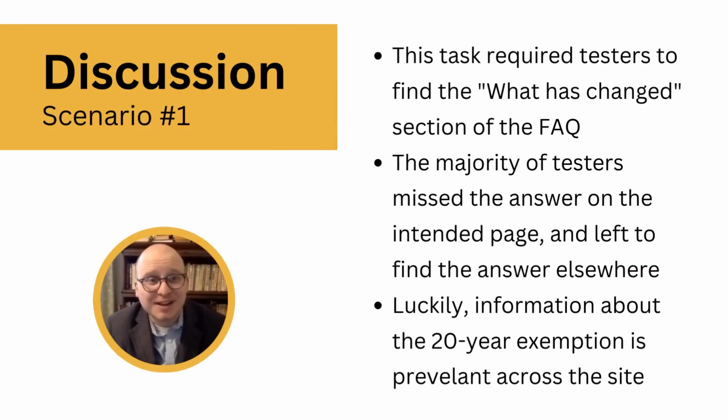For our first scenario, users were tasked with finding the "What has changed" section of the FAQ. The majority of our testers missed that answer on the page and actually ended up finding it elsewhere by navigating away. It might have been because the part of the FAQ that featured that information is at the bottom, and so users would sort of scan the first few and then move on. Luckily, most of them considered it a success because they were able to find information about the exemption on another part of the site.